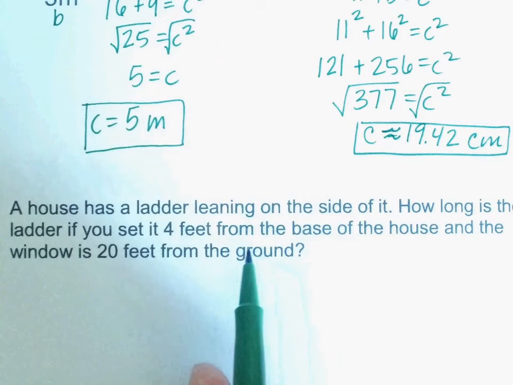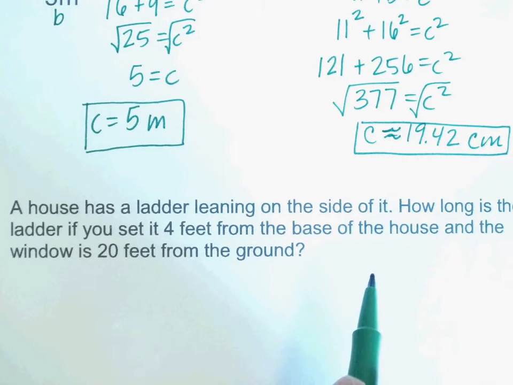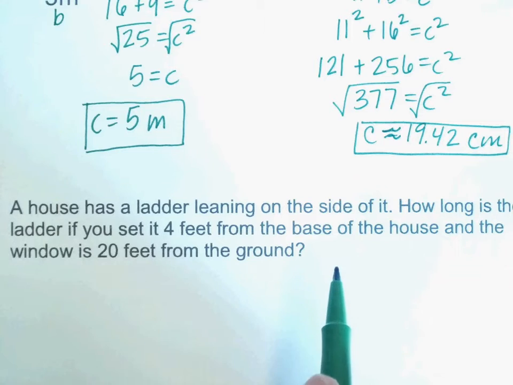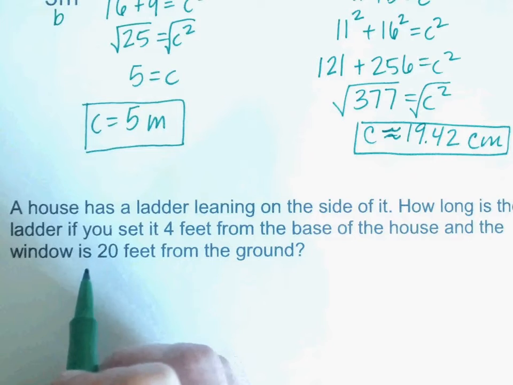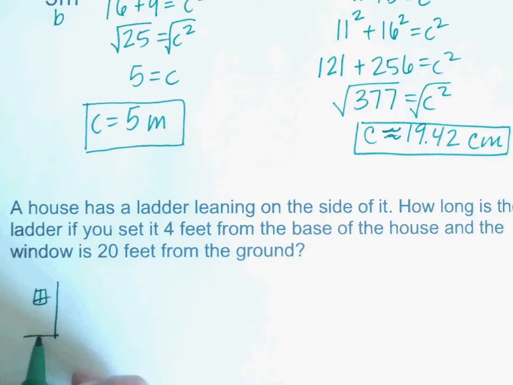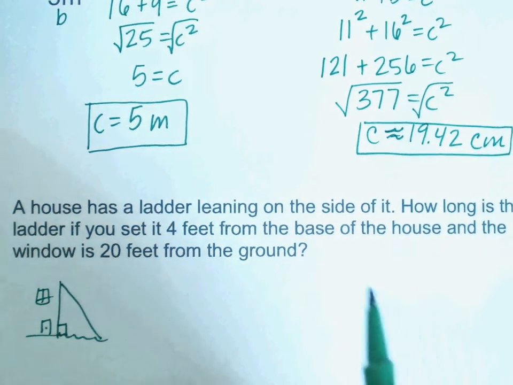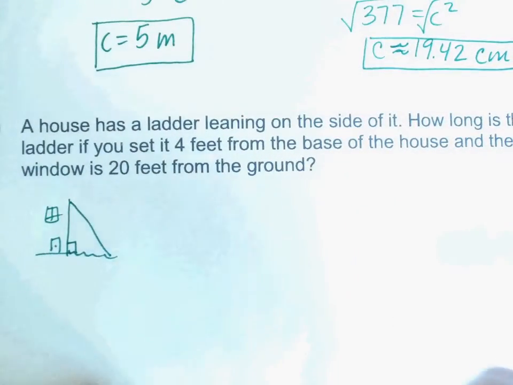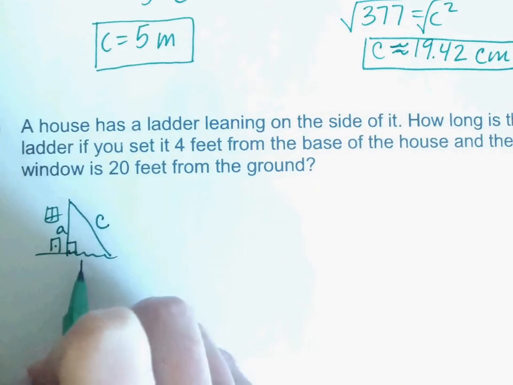So what you need to do whenever you do a story problem is create a diagram of the story problem, or at least the right triangle, so you can label the sides appropriately. So a house has a ladder leaning against the side of it. So if this is my house, there's the window and the door. Here's the ladder leaning against it, and then I have my ground, and thus my right triangle. So I know that this will be c, and I can go ahead and label this a and that b.